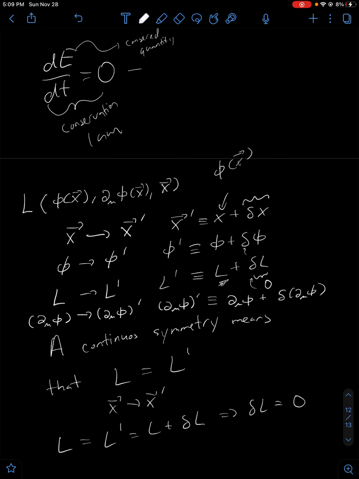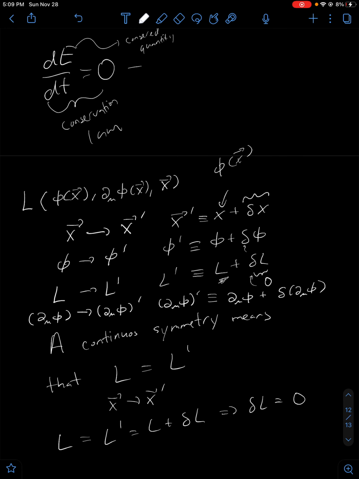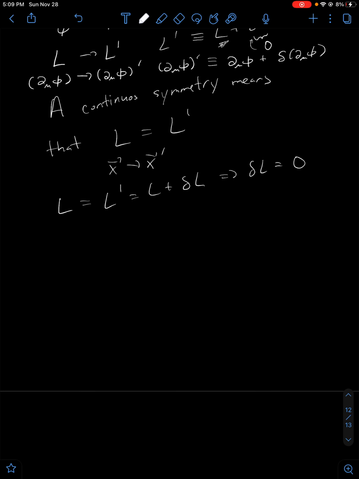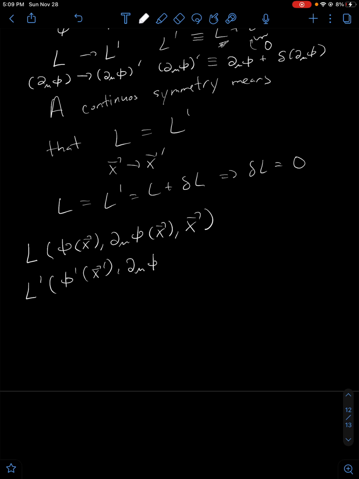So now let's actually derive the conserved quantities here. What we've done here was really just qualitative. Let's get to some crunching here. Alright, so the Lagrangian is a function of phi of x, partial mu phi of x, and x. And then L prime will be a function of phi prime of x prime, since this will also be changed, partial mu of phi prime of x prime, and then x prime. Okay?